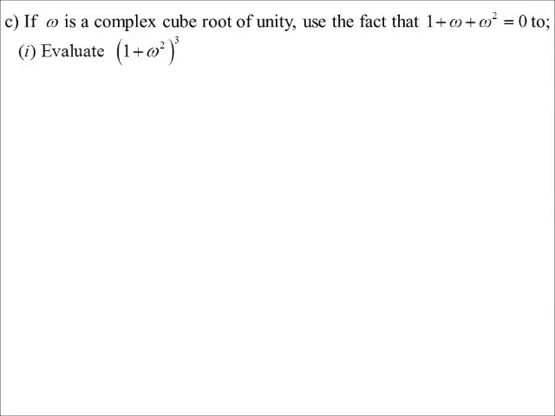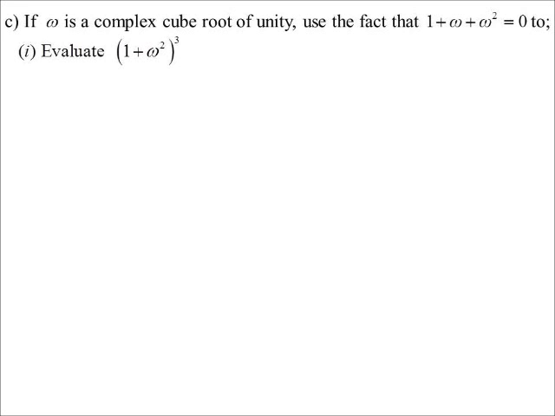Complex cube root. So complex cube root of unity is a solution to omega cubed is equal to 1. So the roots will be 1, omega and omega squared. Use the fact. Well, I could prove it, sum of the roots and do all that, but they've already told us, look, we know that's going to be true. 1 plus omega plus omega squared is equal to 0. 2, evaluate 1 plus omega squared all cubed.